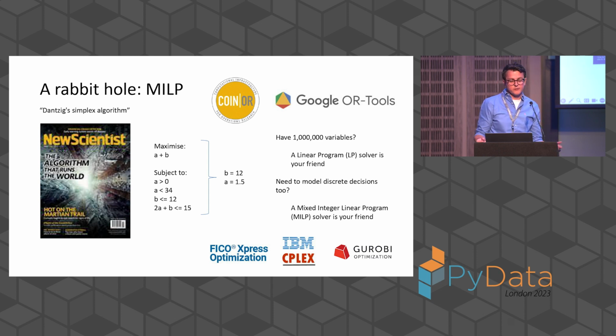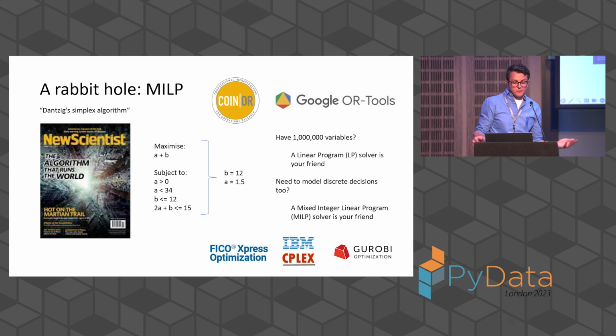And in essence, what you're trying to do is something like this. Maximize some objective function here, a plus b, given some constraints. So a needs to be between 0 and 34, b is less than or equal to 12, and you want 2a plus b to be less than or equal to 15. And it's just an example. Some of you might have already solved it in your heads. I'm sure the rest of you could very quickly if you haven't.